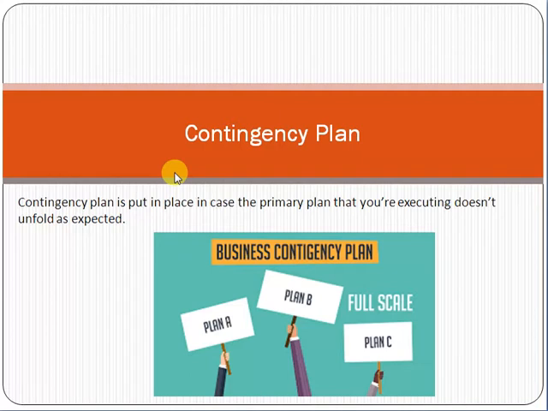Friend, a contingency plan is put in place in case the primary plan that you are executing doesn't unfold as expected. You can say contingency plan is plan B. Okay. Contingency plan means, friend, for example, just take an example. Contingency plan means what you will do if plan A doesn't succeed. If plan A is not successful, what will you do in that case? So that is basically called plan B.